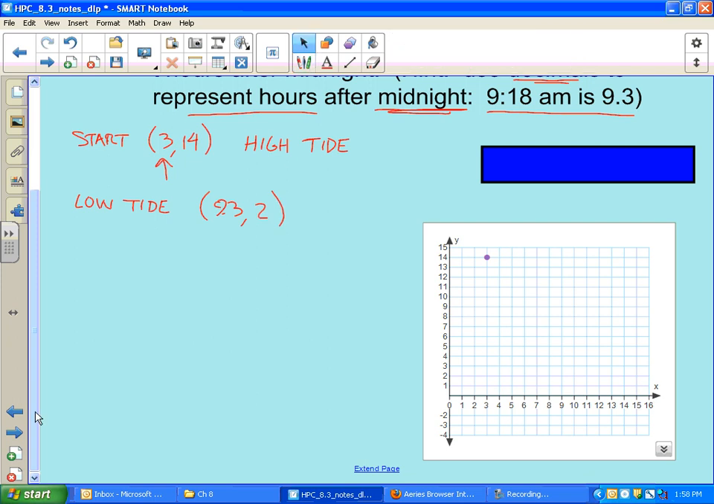Is that your end point then? Well, that's a good question. Is it my end point? We'll see if we can answer that in just a second. 9.3, 2 puts me right about there.